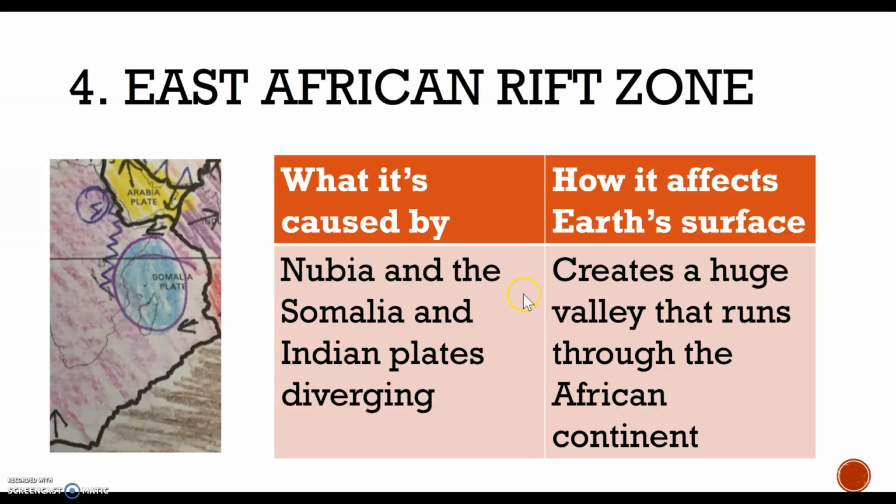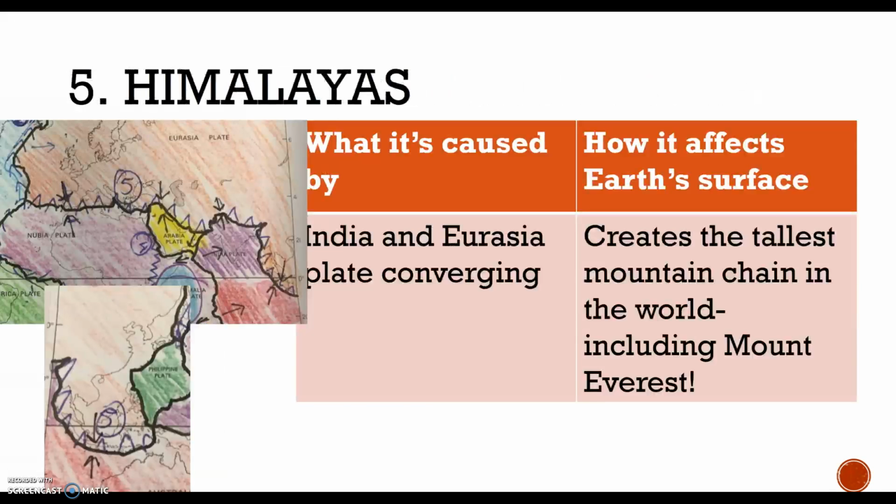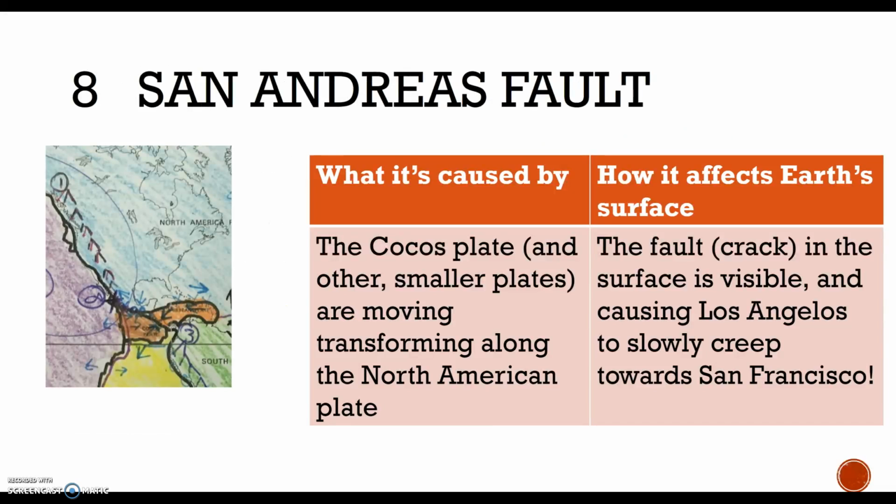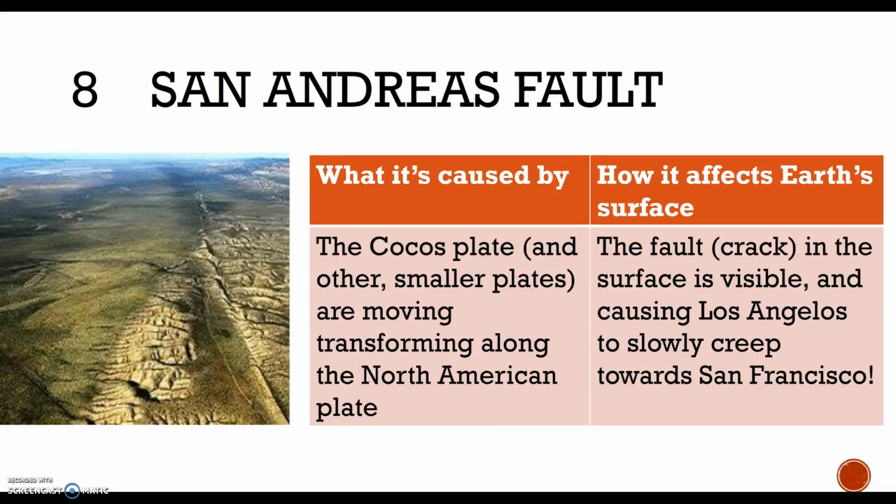Here's the map. Here's everything you need to write down. And so on, so forth, until you get all the way through to number 8. This is the last one, the San Andreas Fault. Once you have completed that table and labeled it in your map, you are finished for the homework assignment for this week. Go ahead, have fun.